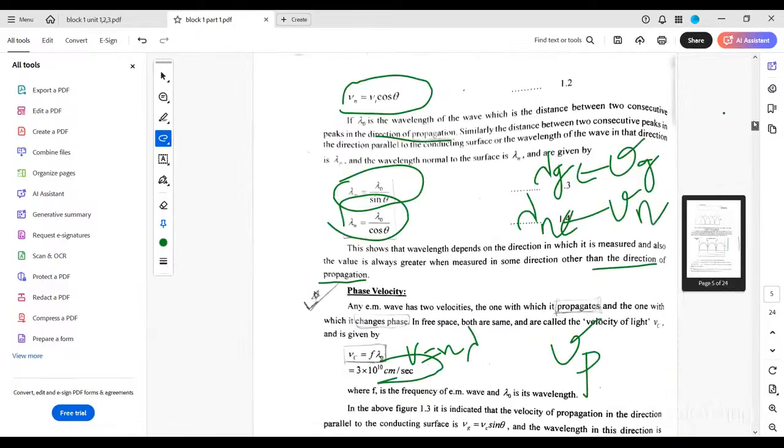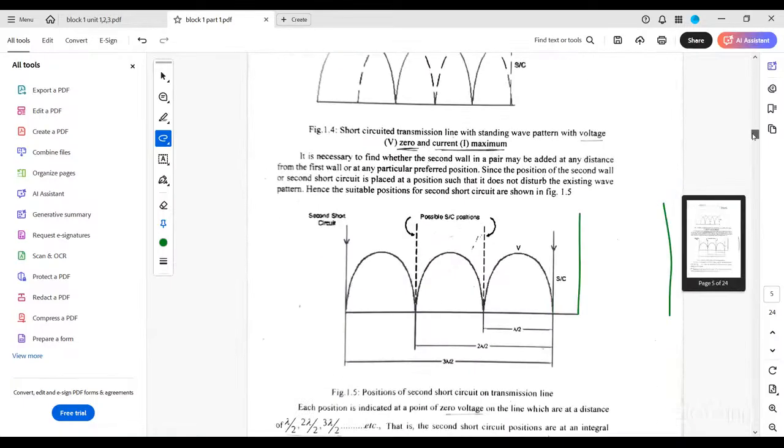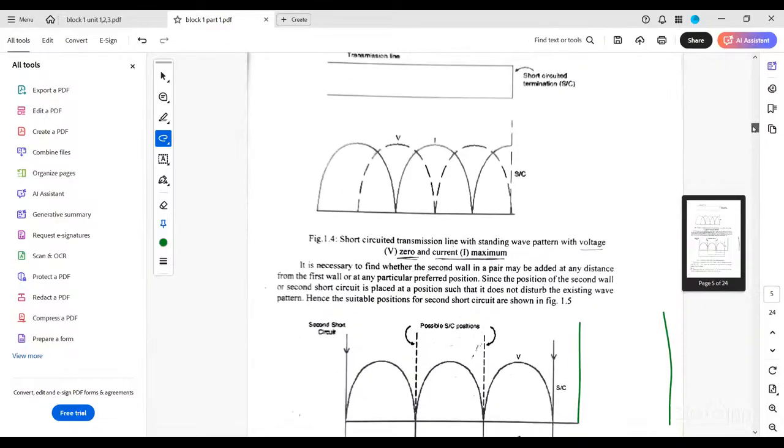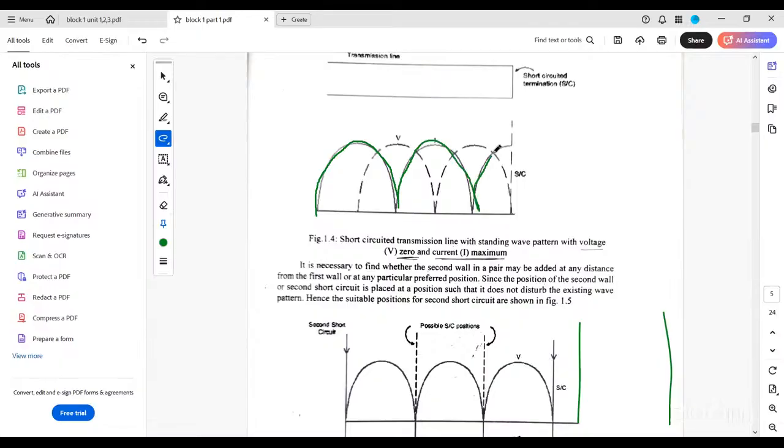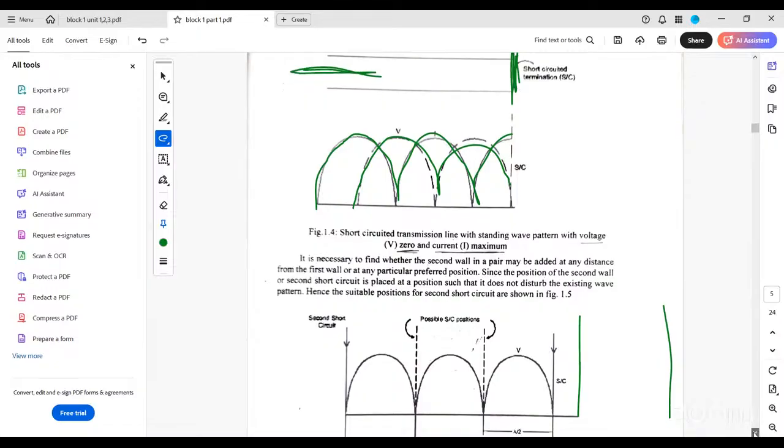See the first diagram. Here you have one dotted line, one dark line. The straight bold lines are the current line. Current is always maximum, voltage is minimum, V equal to 0. This is the conclusion from the diagram. From the above diagram, input side is open and output side is short circuited.